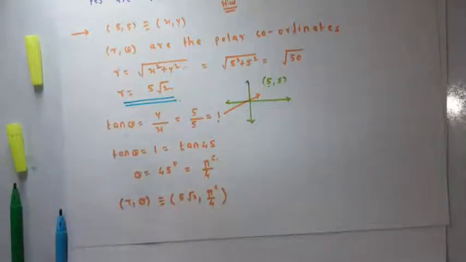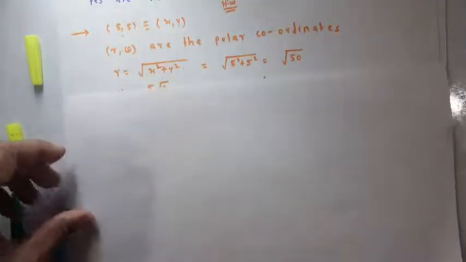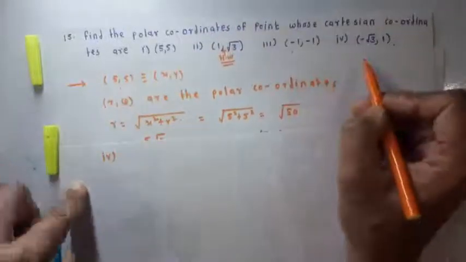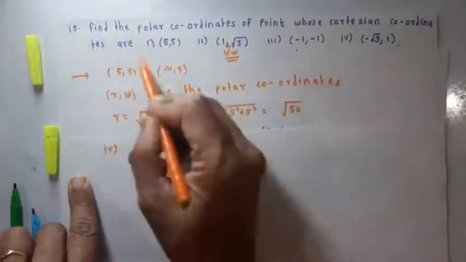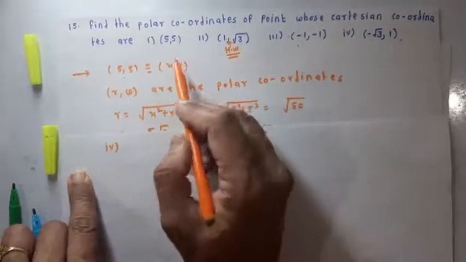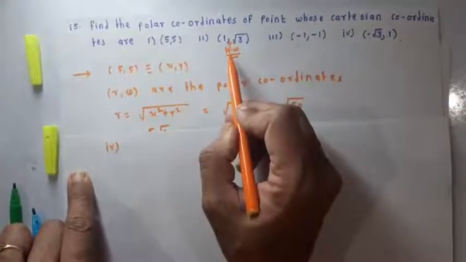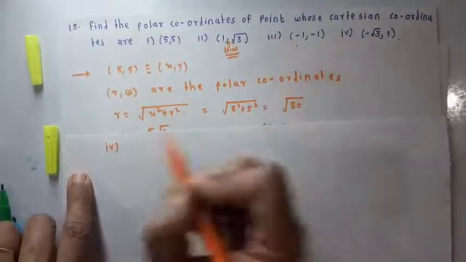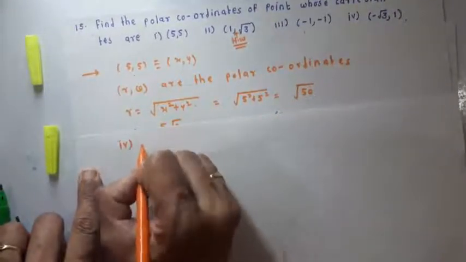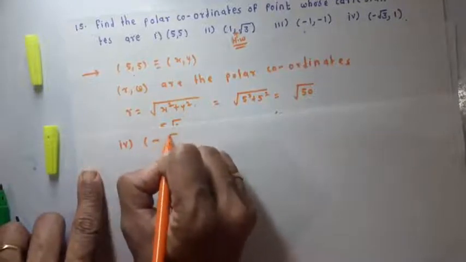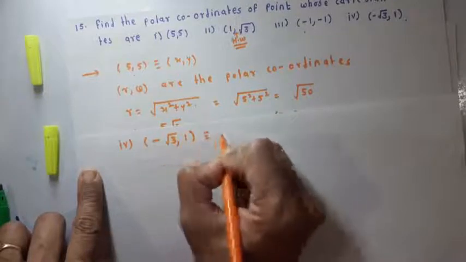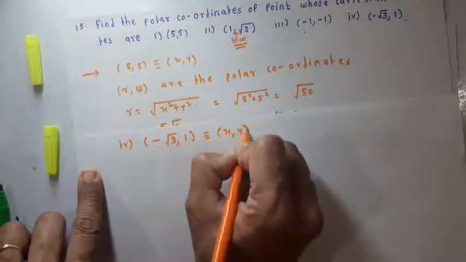Now the next one, that is the fourth. This is the fourth question. Out of 4, I have solved 2. One is given to you as homework, the second one, and 1, 3 and 4. Here we completed. Minus root 3, let us complete this one. Minus root 3, 1. These are the Cartesian coordinates.